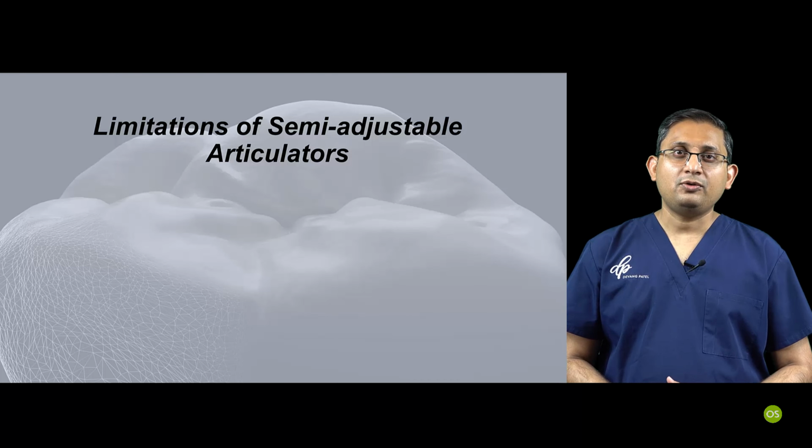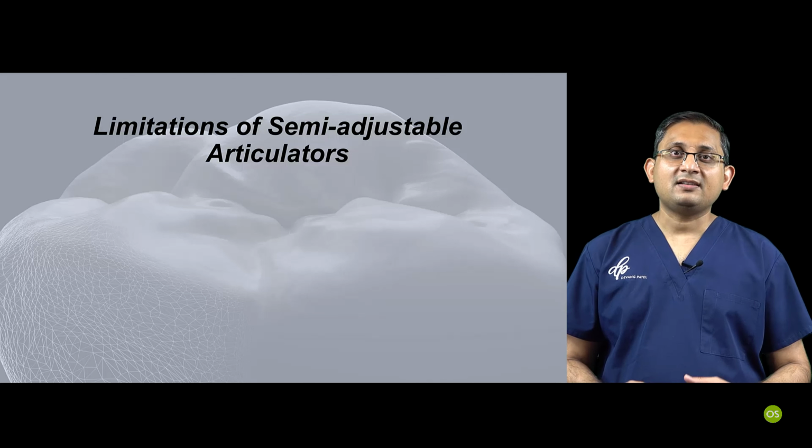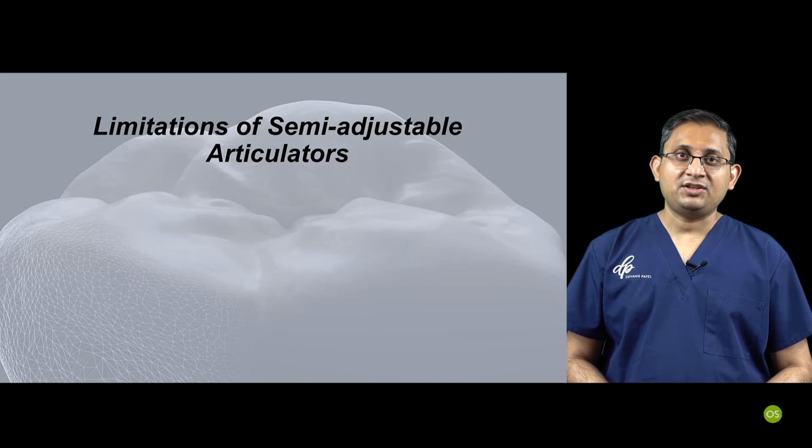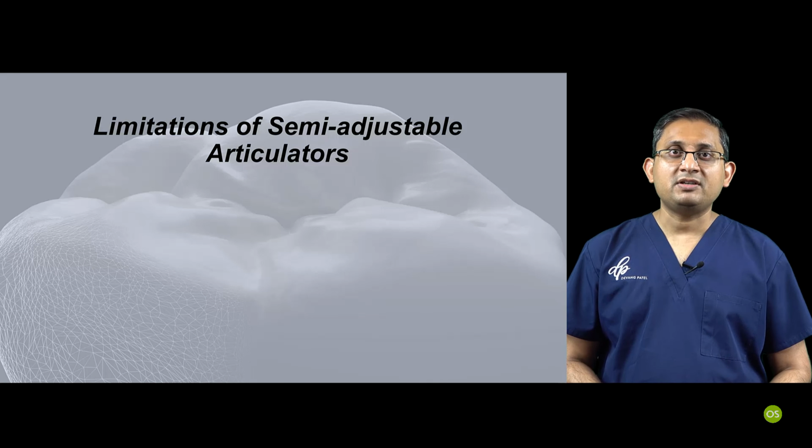So now you know about semi-adjustable articulators. Let's have a discussion about limitations associated with a semi-adjustable articulator. By definition, it is a semi-adjustable articulator, which means it's not fully adjustable. So there are things which you cannot adjust completely. And because of that, there will be an error in your mounting, which is inevitable.